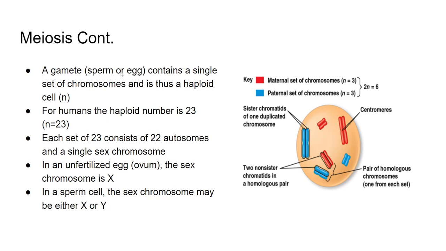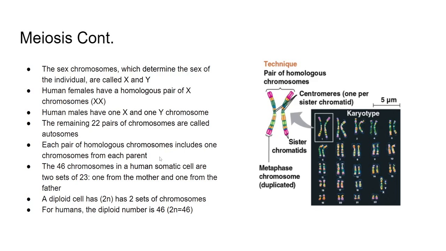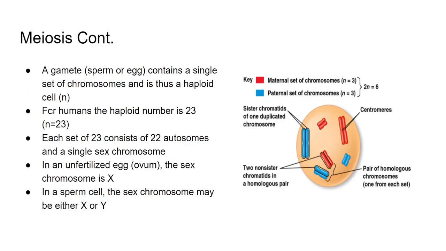Because a sperm has 23 and an egg has 23, when they combine, they create 46, which gives us the diploid cell. So for humans, the haploid number is 23, and each set of 23 consists of 22 autosomes and a single sex chromosome, right? We have 22 autosomes and one sex chromosome. So if we're a male, that could be an X and a Y when those two combine, but for females, it'll just be an X and an X.